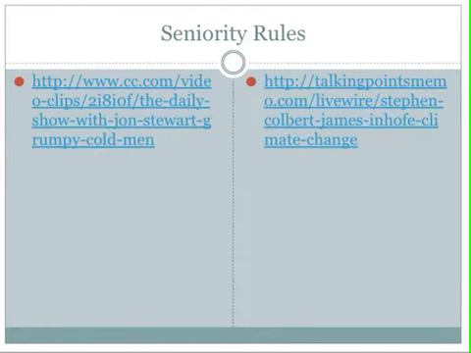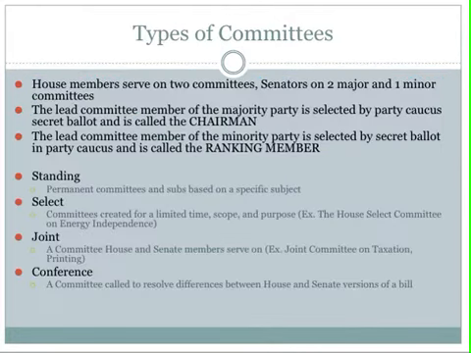There's a couple videos that you can find to look at the idea of seniority and committee leaders in Congress. Different types. There's 4 permanent types. House members serve on 2 committees because there's a lot of people. Senators serve on 2 major committees and then 1 minor. So again, there's a lot of people, so only 2 is enough for House, 3 for senators.